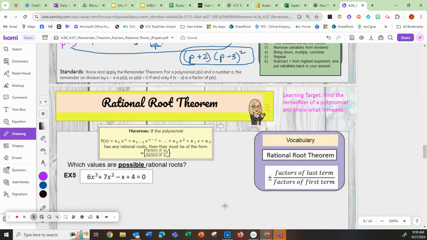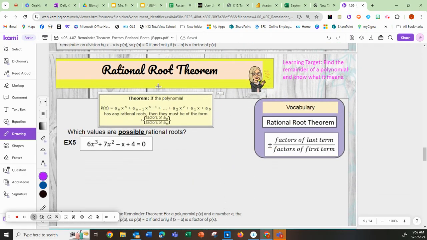All right, example 5 is something called the rational root theorem. It is a formula. So to find all the possible, key here is possible rational roots, you're going to take the factors of a sub 0, which will be your last term, and you're going to divide by the factors of a sub n, which is your first term. So in this problem, the formula does say plus or minus. All solutions or all possible rational roots could be positive or negative.